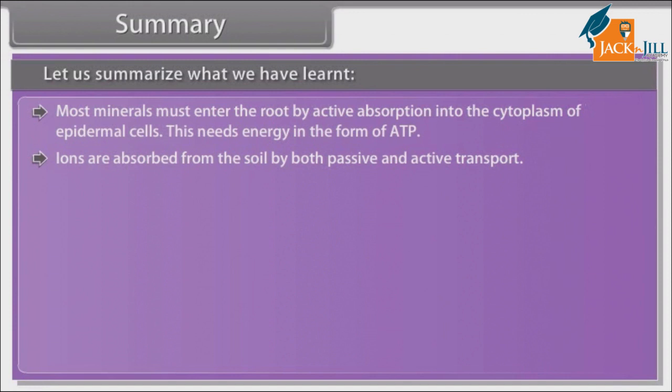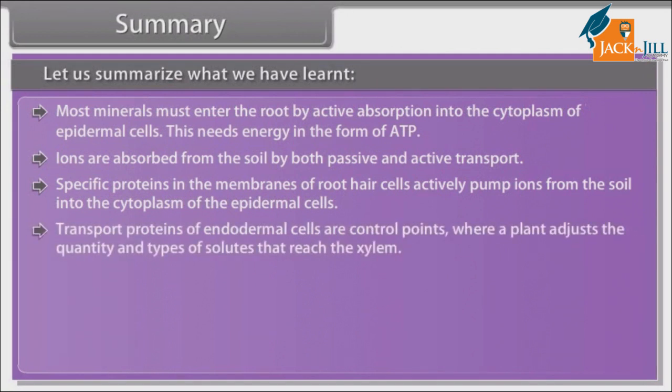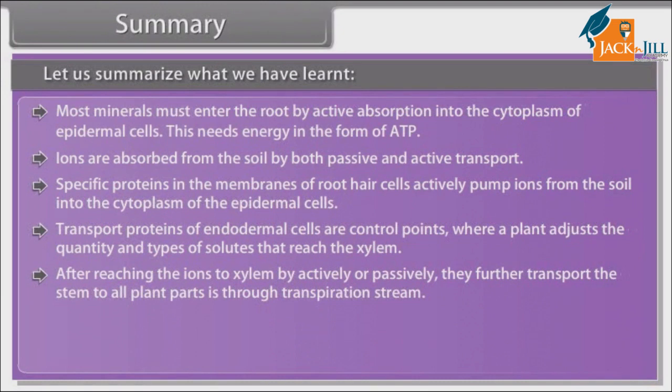Ions are absorbed from the soil by both passive and active transport. Specific proteins in the membranes of root hair cells actively pump ions from the soil into the cytoplasm of the epidermal cells. Transport proteins of endodermal cells are control points where a plant adjusts the quantity and types of solutes that reach the xylem. After the ions reach the xylem, actively or passively, their further transport to the stem and all plant parts is through the transpiration stream.